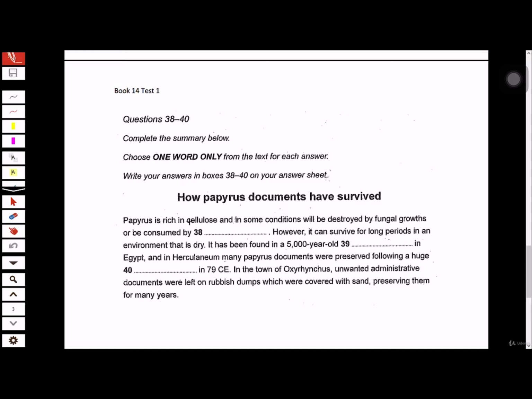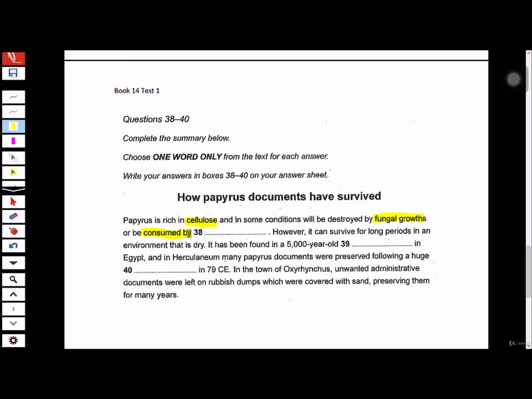Now for number 38, I'm not going to highlight the word papyrus, because it's going to appear everywhere. It's not really a keyword that we focus on. We have cellulose, fungal growth, which is very good. No synonym language there. And a really, really important phrase is consumed by. The words consumed by are very, very important.